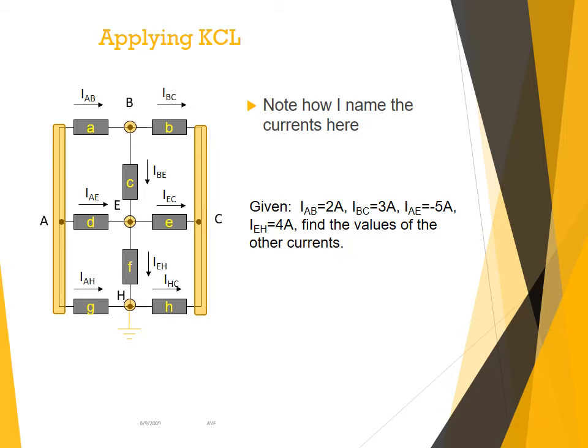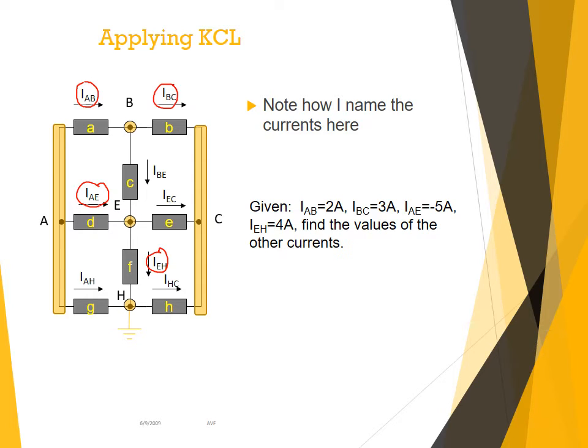Now I have given the values. What I'm giving you for this problem and for the subsequent problems that you will be solving on your own is IAB is 2 amps, so I'm giving you IAB, IBC, IAE, and IEH. So let's just take the time to investigate a little bit if this is enough for you to solve for the rest of the currents in your circuit.